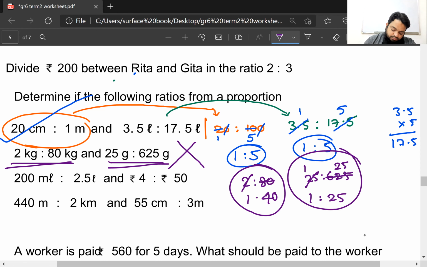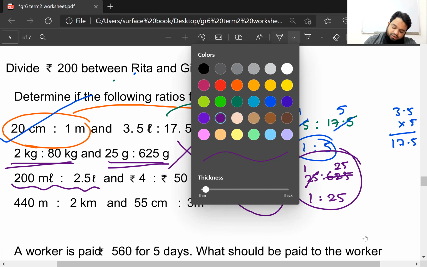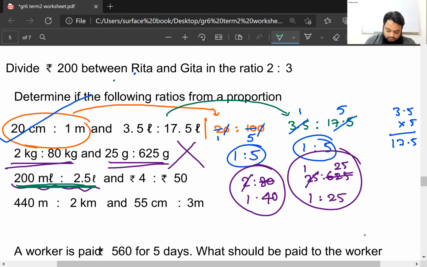Next, 200 ml is to 2.5 liters. So let us do it. I am changing the color so that you don't get confused. So it is 200 is to 2500 ml. Okay, so here hundreds and hundreds get cancelled. It is 2 is to 25.